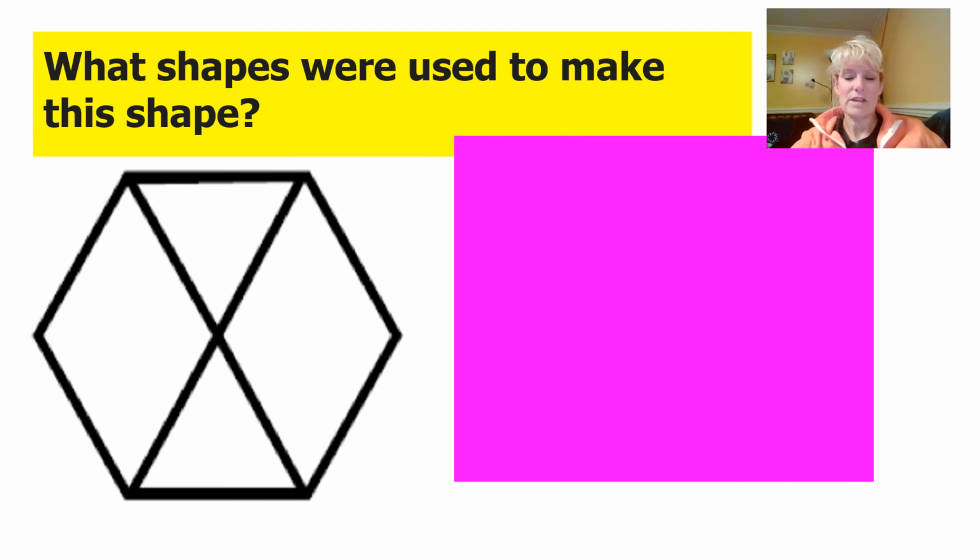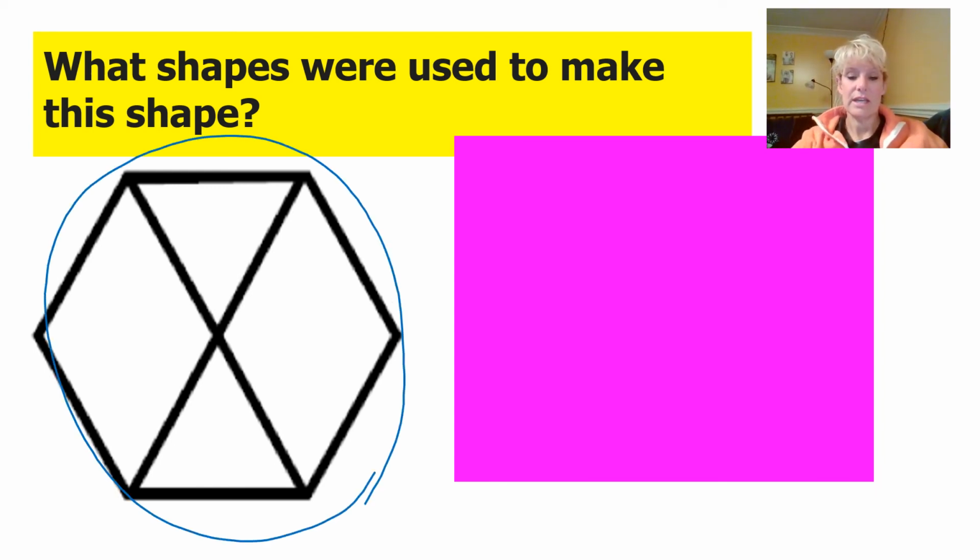All right, so now I want you to tell me what shapes were used in order to make the shape that we have right here. So right here, now I've made the shapes underneath, and I'm going to show you in a minute, but can you label or say what each of those shapes are? I'll give you a moment to pause, and then I'll show you in just a moment.